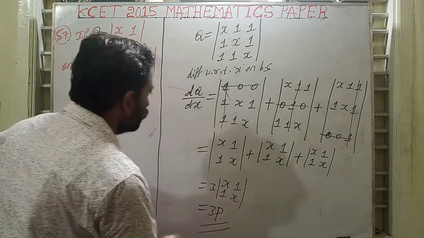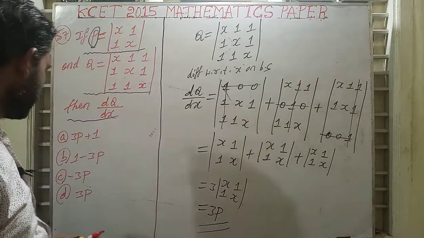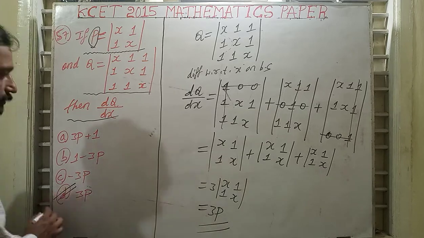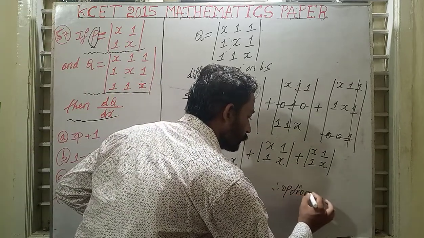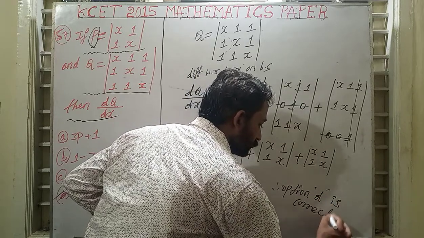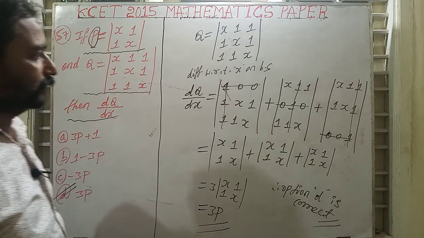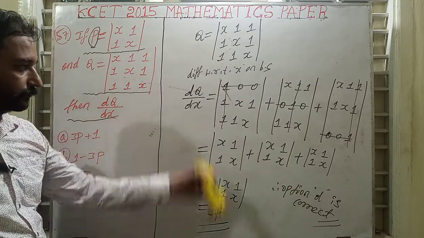So dQ by dx is equal to 3 into P. Which option is correct? Option D is correct. Therefore option D is correct. So this is an average question. Most of the students solve this question easily. So take down.